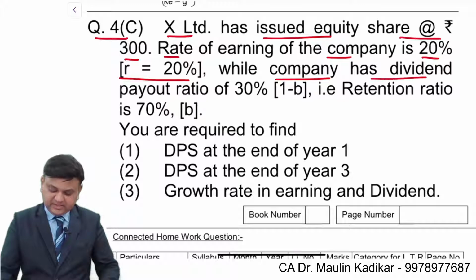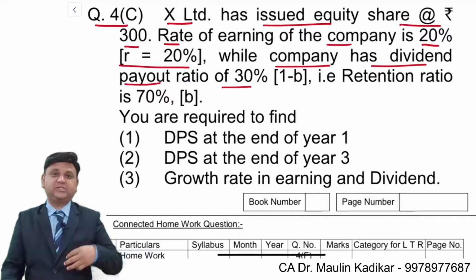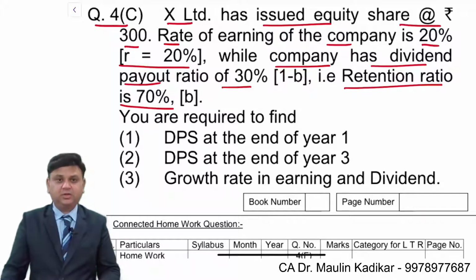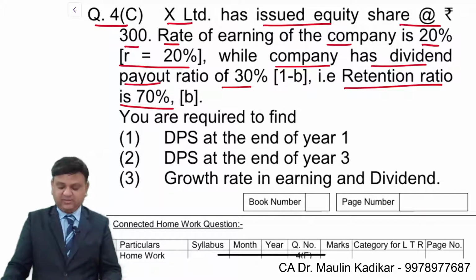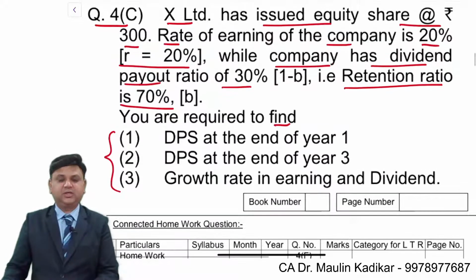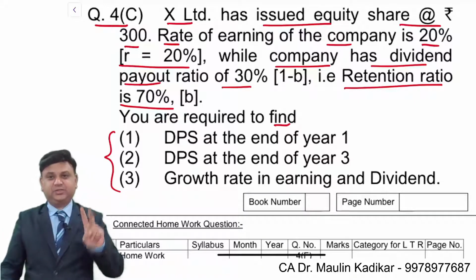While the company has dividend payout ratio 30%. So whatever the company earns, out of that 30% is paid in form of dividend. That is, retention ratio is 70%. So of course it is going to retain the remaining 70%. You are required to find, there are 3 questions provided to us. I want you to tell me answer of the first question and the second question.